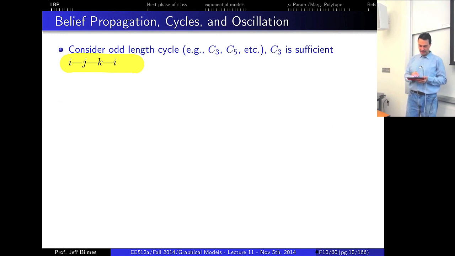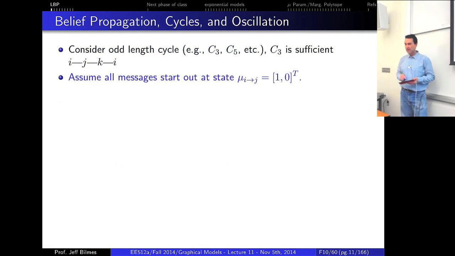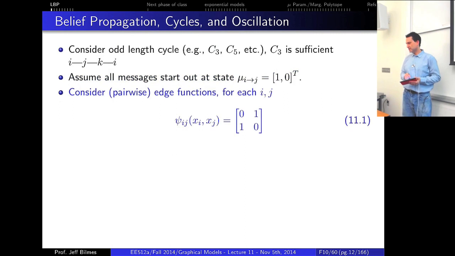So an odd length cycle would be something like I, J, and K, and then you go back to I. So there's an odd length cycle. It's length 3. And let's initialize the messages to be this 1, 0 vector. So every message is initialized to be that vector. And all variables are binary, so all messages are vectors of length 2. Okay? So we initialize the messages to be that.